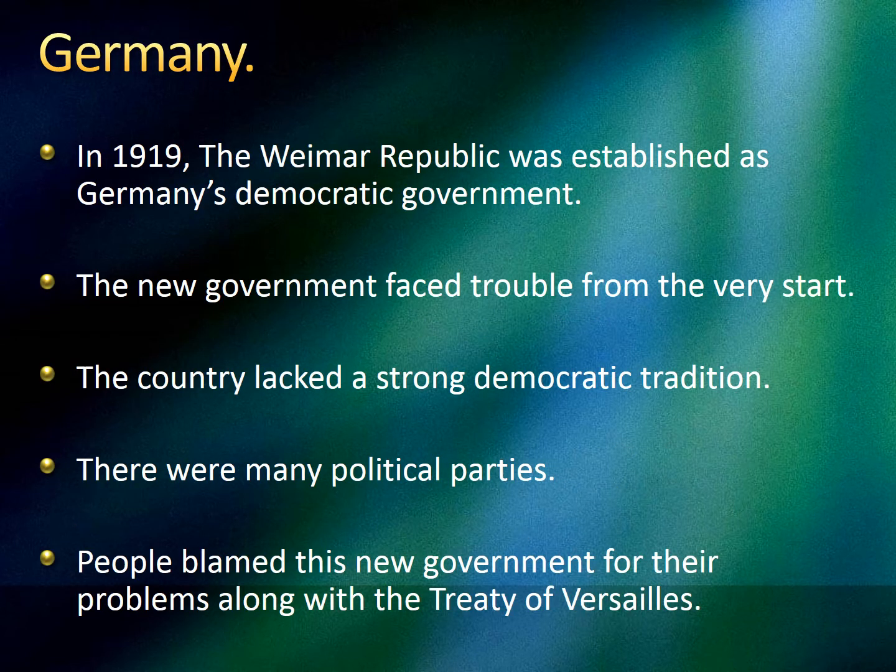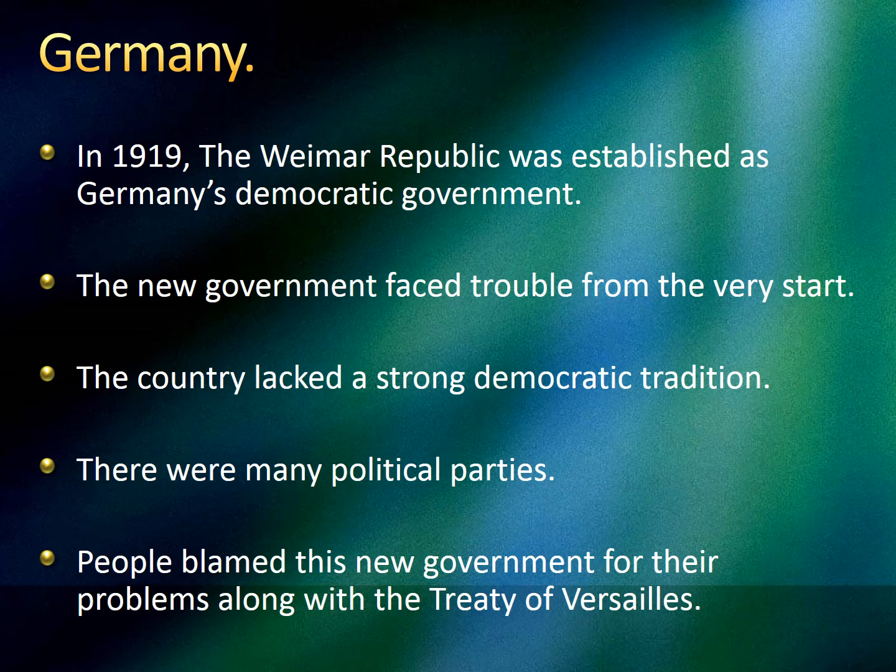So in 1919, the Weimar Republic was established as Germany's democratic government. Now, this new government faced trouble from the very start. The country lacked a strong democratic tradition. Remember that we just said a lot of European countries were used to having a king or a queen or some other type of government, and Germany was one of these. So when Germany is going to have a democratic type of government now, it just creates problems.